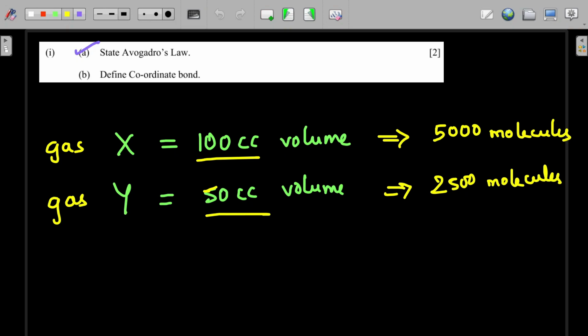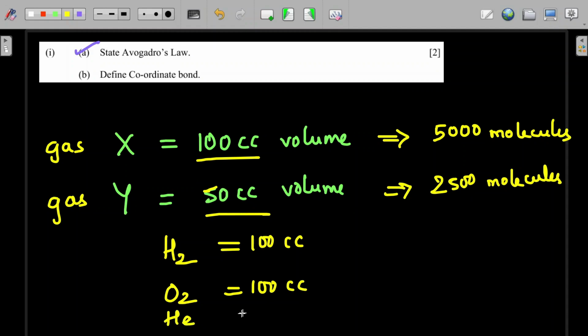So only these two kinds of questions will be asked on Avogadro's law. One is the statement, another one is whatever I have given here. But Greenwood High, what they will do? They will twist the question. So they have taken hydrogen gas, oxygen gas. Hydrogen gas they have taken 100 cc, oxygen they have taken 100 cc. And one more gas, helium. Helium also they have taken 100 cc. Now they will ask you what is the ratio of number of atoms.